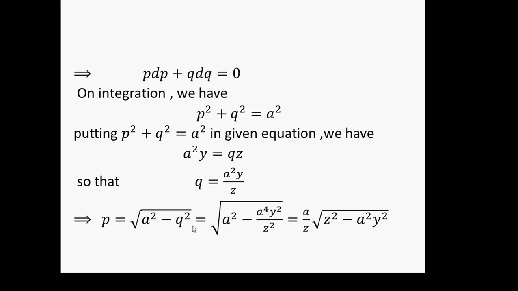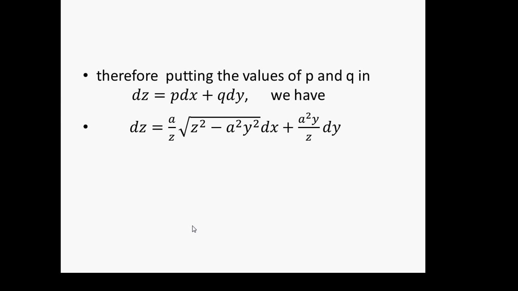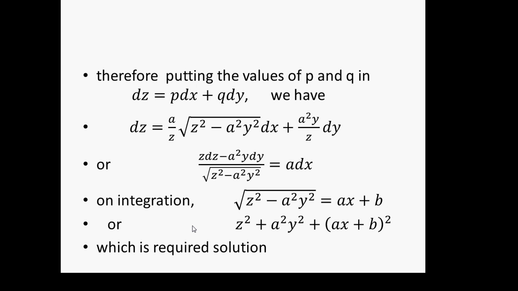So we have p equal to its value and q equal to its value, and now putting these values of p and q in the relation dz = p dx + q dy, we have dz = (a/z)√(z² - a²y²) dx + (a²y/z) dy. To integrate this result, we write the term a²y/z dy on the left-hand side and divide by the relation √(z² - a²y²). So the left-hand side becomes integrable and the right-hand side also becomes integrable.